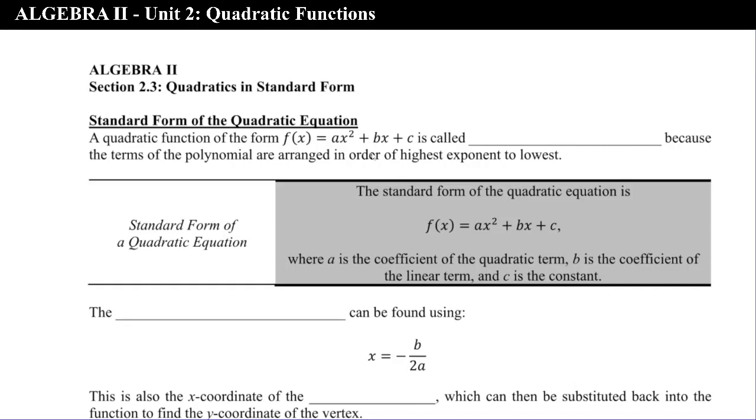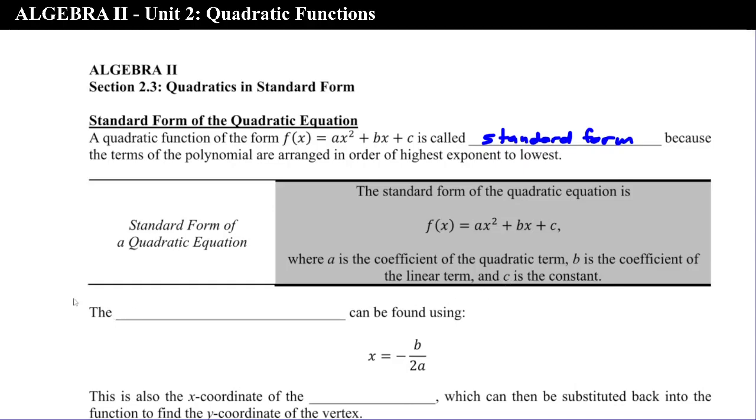So the quadratic function in the form f of x equals ax squared plus bx plus c, this is called standard form. And it's called standard form because the terms of the polynomial are arranged in order of highest exponent to lowest. And here I've given it to you in this gray box, just so you can have it in one place where you can easily find it. The a is the coefficient of the quadratic term, b is the coefficient of the linear term, and c is your constant.